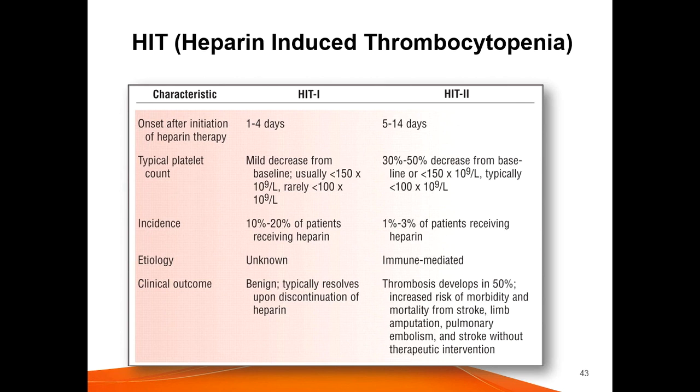As I was telling you, there are two types of HIT, HIT 1 and HIT 2. HIT 1 is usually a mild form which happens early, within 1 to 4 days, and the platelet decrease is only mild, usually more than 1 lakh. The incidence is high, but it is self-limiting if you stop heparin. And HIT 2, I told you, is a severe form which happens 5 to 14 days after exposure to heparin. And here the platelet counts are usually less than 1 lakh.